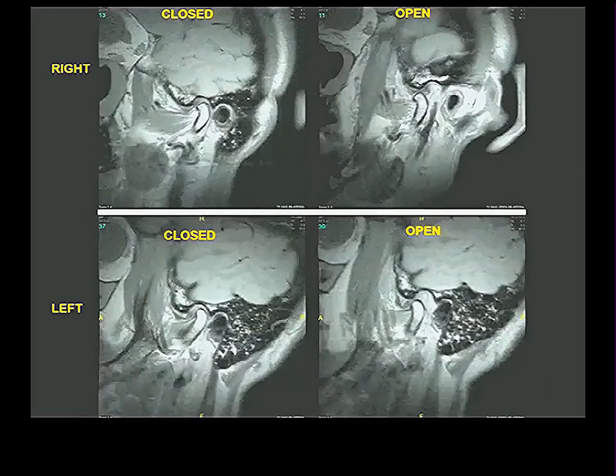That is not an axis of rotation. The condyle is not the axis of rotation. The mandible is elsewhere. That's why the condyle moves downwards and forwards when you open, and backwards and upwards when you close.